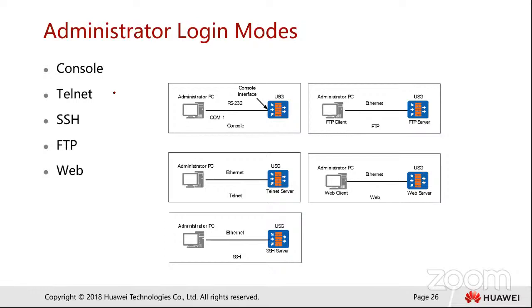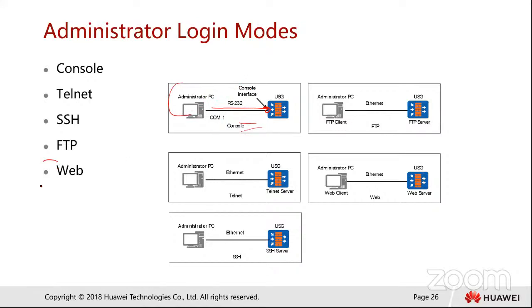If a device fails to start normally, usually you can diagnose the fault or enter the boot ROM system through the console port to upgrade the system. So you can just connect directly to the console port of your firewall, connect it to your computer, and then you're able to change your configurations.